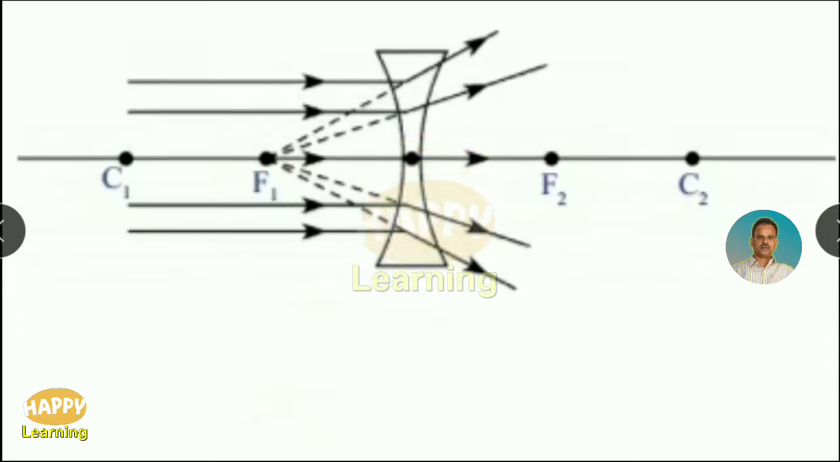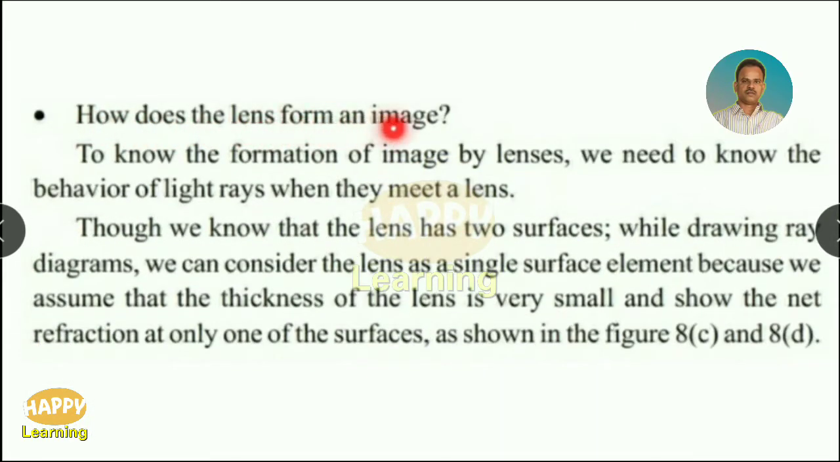Next. How does the lens form an image? To know the formation of image by lenses, we need to know the behavior of light rays when they meet a lens. Though we know the lens has two surfaces, while drawing ray diagrams, we can consider the lens as a single surface because we assume that the thickness of the lens is very small, and show the net refraction at only one of the surfaces as shown in figures 8c and 8d. Let us see what it is.